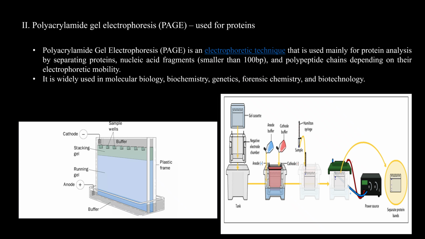Polyacrylamide gel electrophoresis, PAGE, is used for protein. PAGE is an electrophoresis technique used mainly for protein analysis, separating proteins and small nucleic acid fragments smaller than 100 base pairs and polypeptide chains. It is used in biochemistry, biotechnology, and molecular biology.